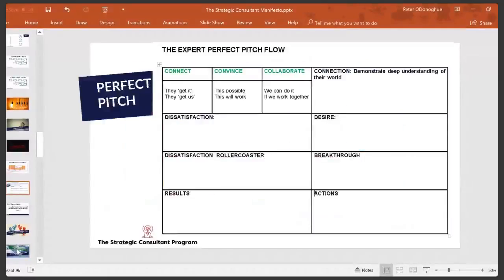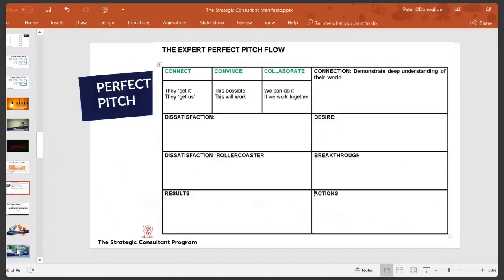And the way that we do it, so I've got a flow, if you like, that I work with clients who are creating a perfect pitch. Three things that we're looking to do is connect, convince, and collaborate. We want them to believe that they get it, we get it, and they get us. We want to convince them that this is possible, that this will work. We want them to believe that we can do it, and only if we work together.